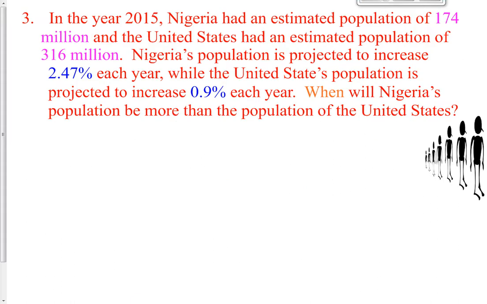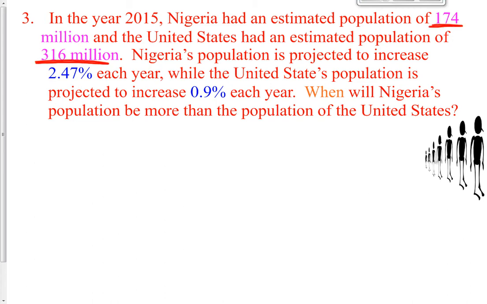Let's try number 3. In the year 2015, Nigeria had an estimated population of 174 million, and the United States had an estimated population of 316 million. Nigeria's population is projected to increase 2.47% each year, while the United States population is projected to increase at 0.9% each year. When will Nigeria's population be more than the population of the United States? So obviously, the United States has a bigger population. We have 316 million.